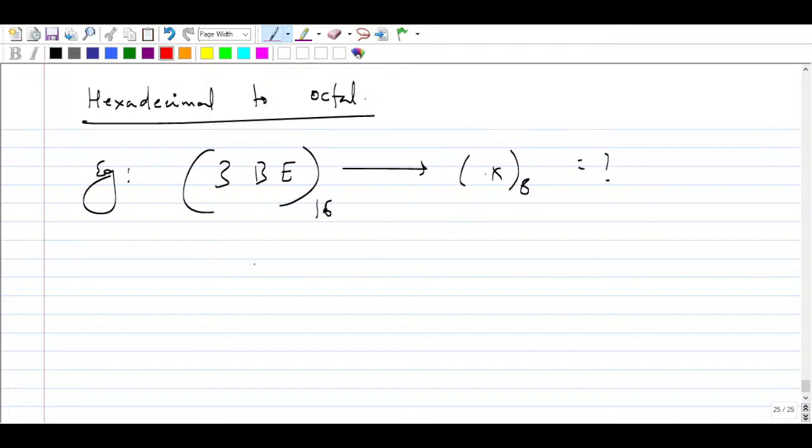So what you have to do here is convert this 3BE to binary, then you can convert into octal. This is one intermediate step you have to perform. So you put the corresponding binary digits for 3, for B, for E. You can see this is base 16 here. It means 2 raised to power 4, so how many bits should be there?